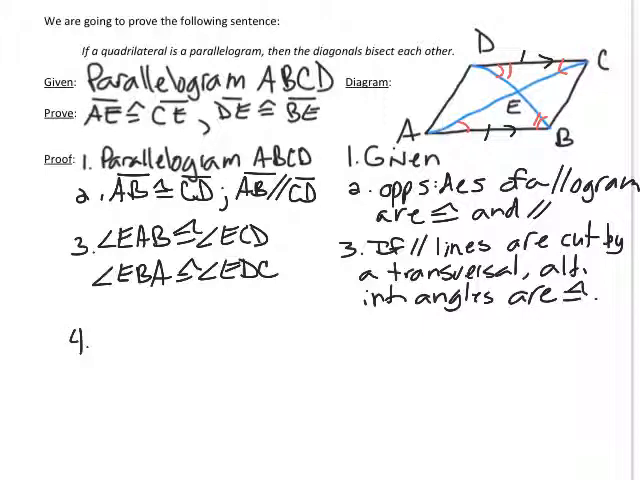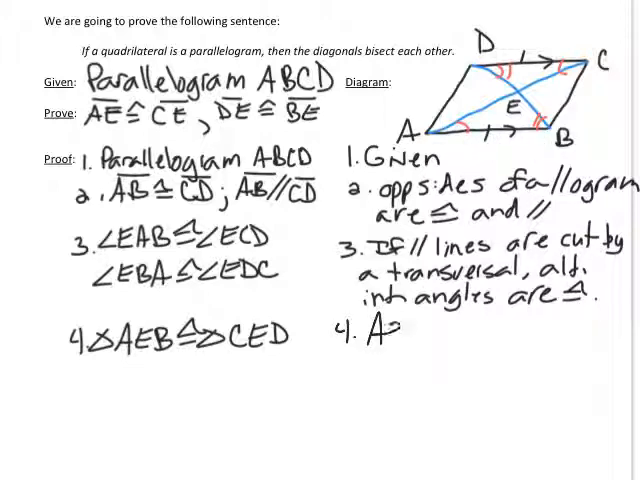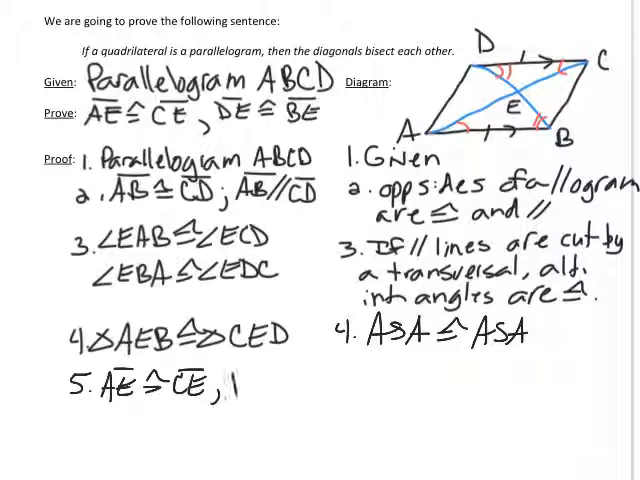Now I have enough to say that triangle AEB is congruent to triangle CED because I have angle, side, angle. That's enough for my final statement. My final statement is the fact that AE is congruent to CE and DE is congruent to BE. Corresponding parts of congruent triangles are congruent.